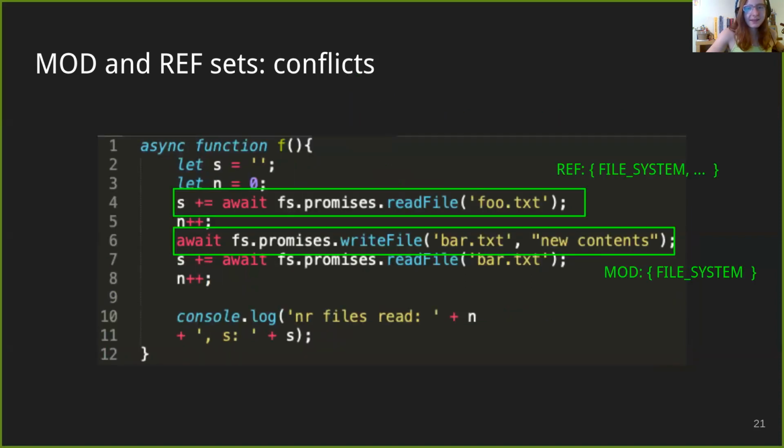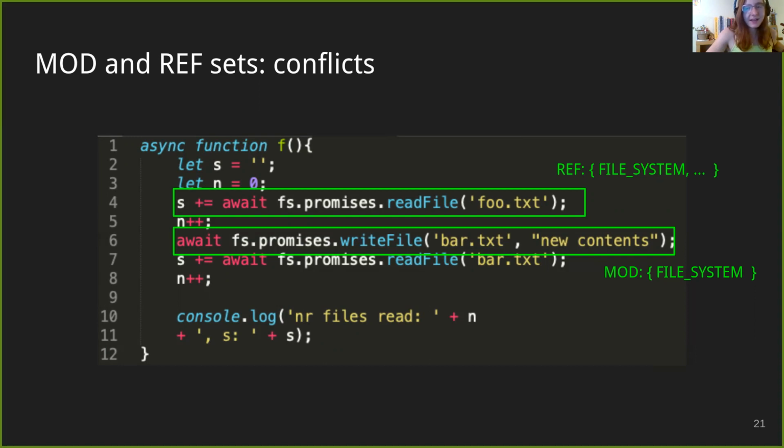Now we track what statements we're allowed to move, and the reordering that we're allowed to perform, by way of comparing the mod and ref sets of the statements that we're thinking about swapping. Basically what we want to find are instances of when there's conflicts between these sets, because that indicates a data dependence. So in this example, this is just the example where we added the write file again.